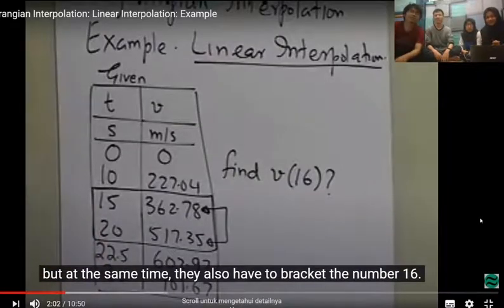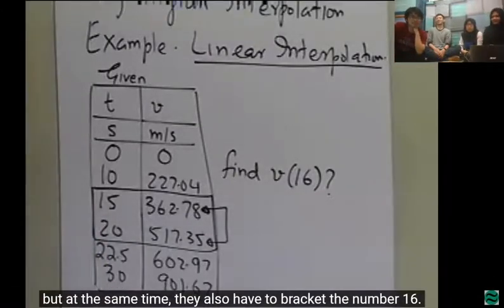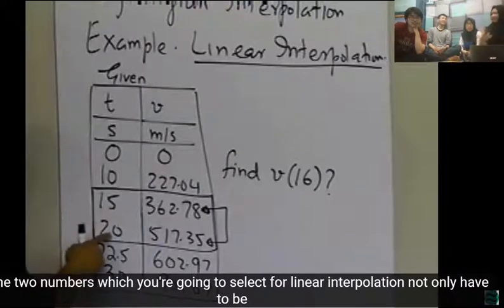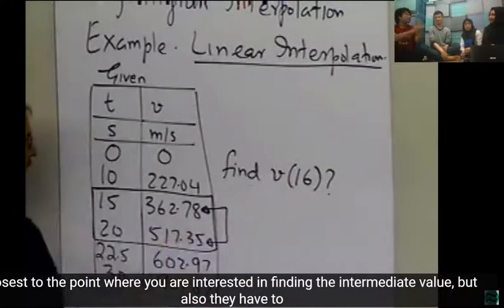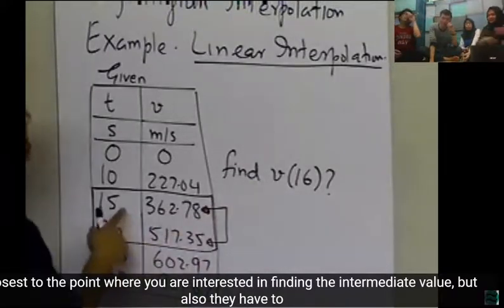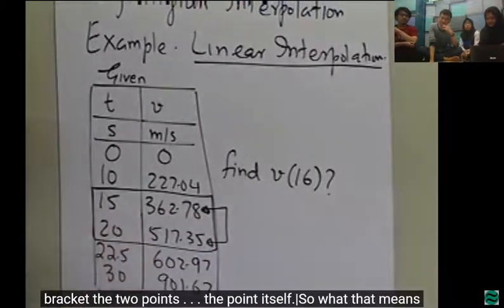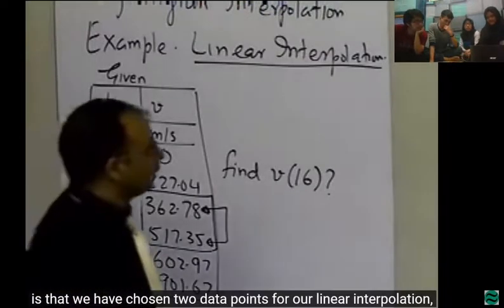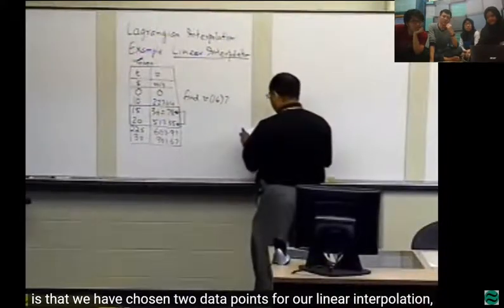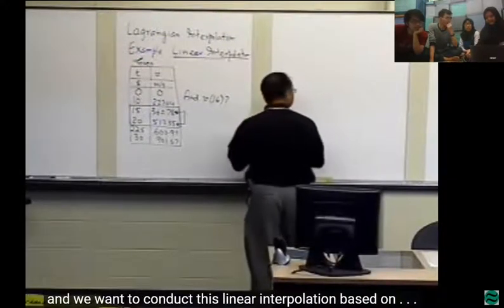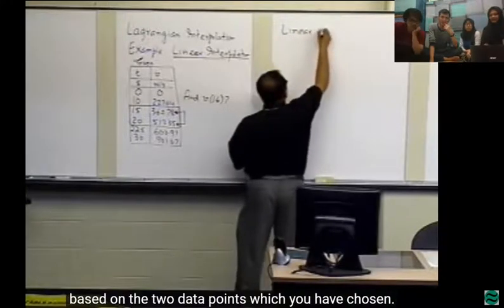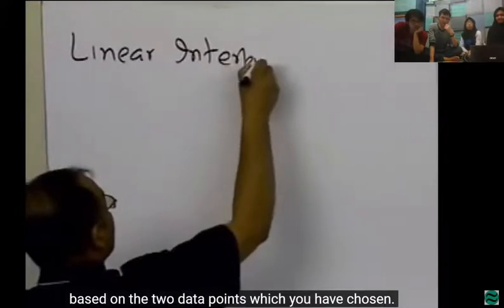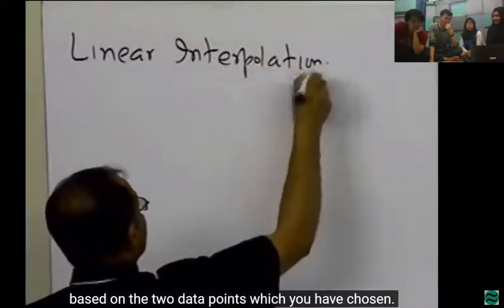But at the same time, they also have to bracket the number 16. So the two numbers which you're going to select for linear interpolation not only have to be closest to the point where you're interested in finding the intermediate value, but also they have to bracket the point itself. So we have chosen two data points for our linear interpolation, and we want to conduct this linear interpolation based on the two data points which you have chosen.